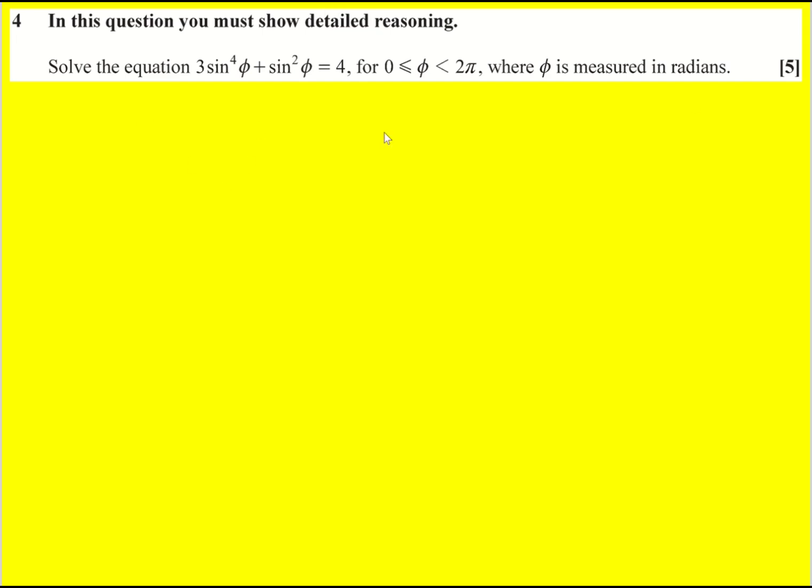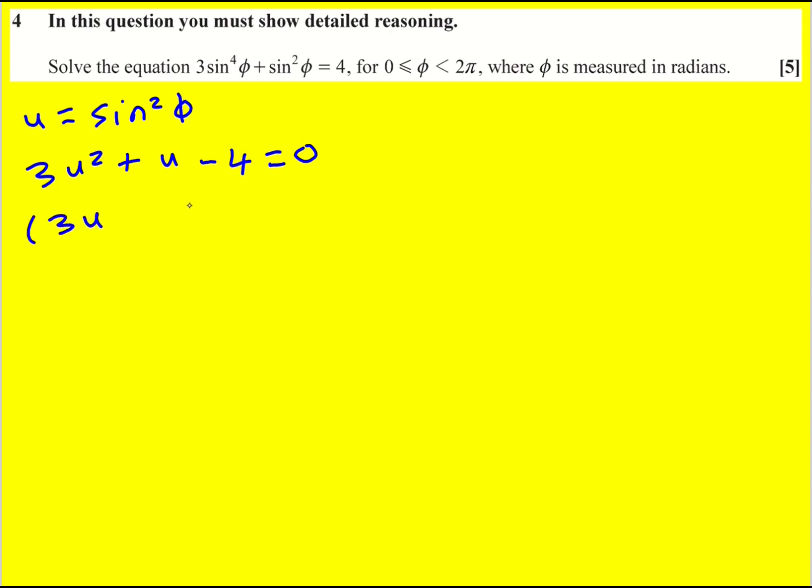I have to solve this quartic in sine, and I'm going to do a substitution because this is a hidden quadratic. Let u equal sine squared phi. So then 3u squared, because u squared is sine squared squared, which is sine to the 4, plus u, minus 4 equals 0. There we go. We've got our quadratic equal to 0.